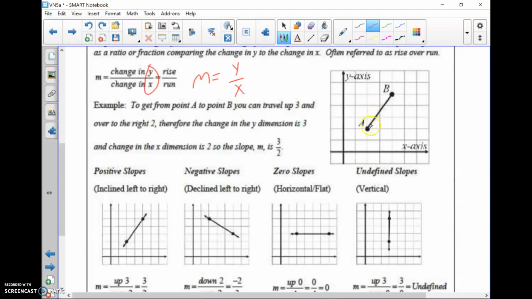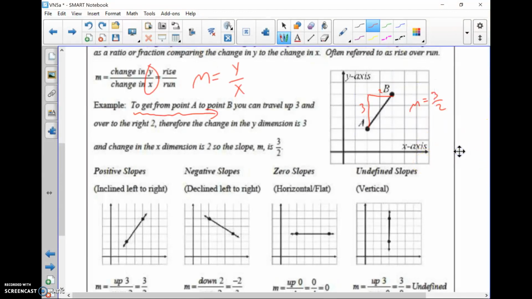For example, on this little line segment we see here, we always go left to right, just like I'm reading this sentence from the left going to the right. That's the same way we read slopes. So starting on the left of this graph, that's point A. To get to point B, I go up 1, 2, 3, and over 1, 2. That's why my slope here is 3 over 2, because it's up 3 over 2.